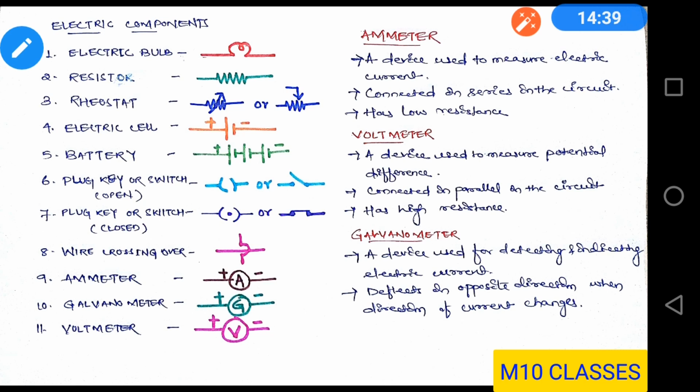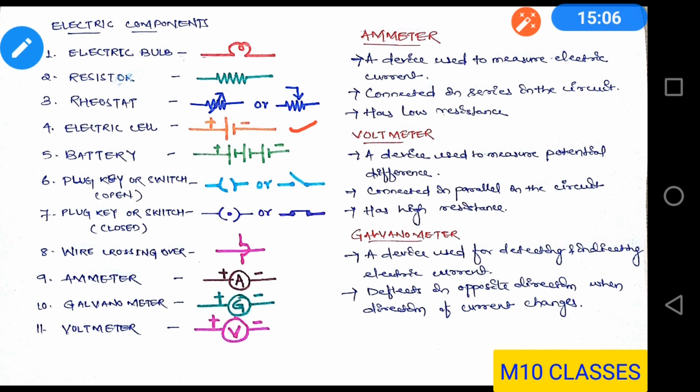Next comes electric cell. Students, whenever you say that it is a pencil battery, that is not a battery, that is actually a cell, a single cell. As it has a positive terminal and negative terminal, in electric cell the positive end is drawn with a longer side, and the negative part is shown as a shorter side. So this is the electric cell.